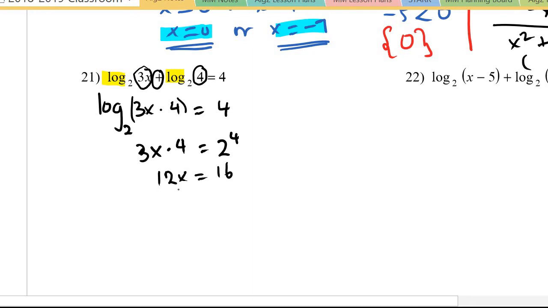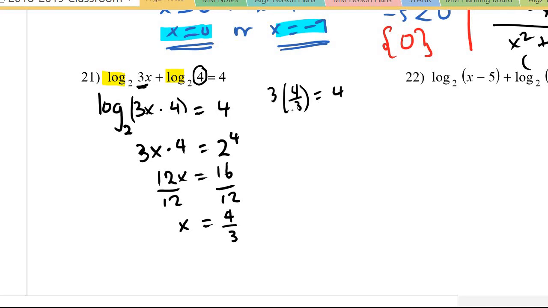To get x by itself, you divide both sides by 12 and you get 16 over 12, which is 4 over 3. Now we're going to check to see if it works. The only log that has an input with a variable is the first one. If I plug in 3 times 4 over 3, the answer will be 4 because 12 divided by 3 is 4, that is a number that is greater than 0, so that means it works. So our answer will be 4 over 3.